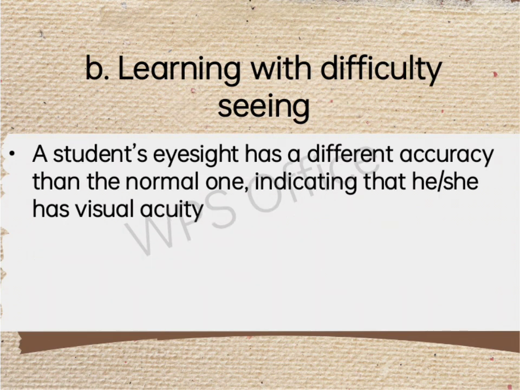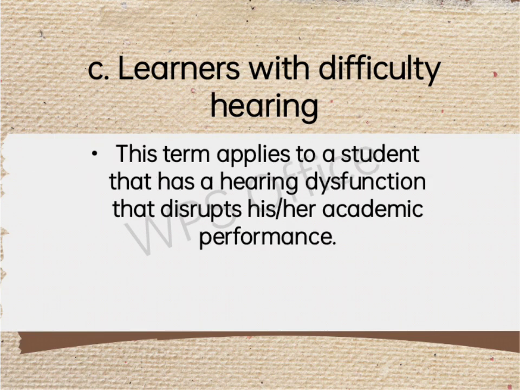A student whose eyesight has a different accuracy than the normal one, indicating that he or she has visual acuity. C. Learners with difficulty hearing. This term applies to a student that has a hearing dysfunction that disrupts his or her academic performance.